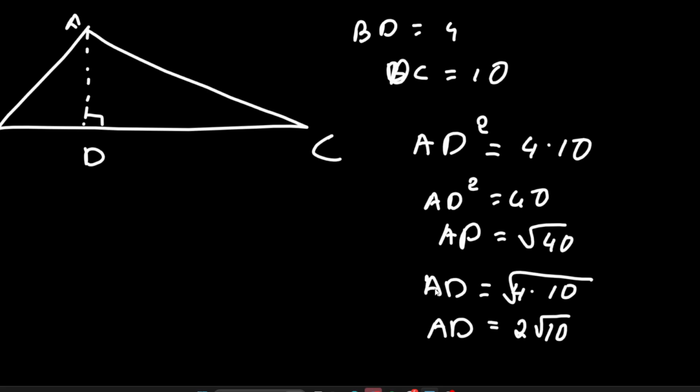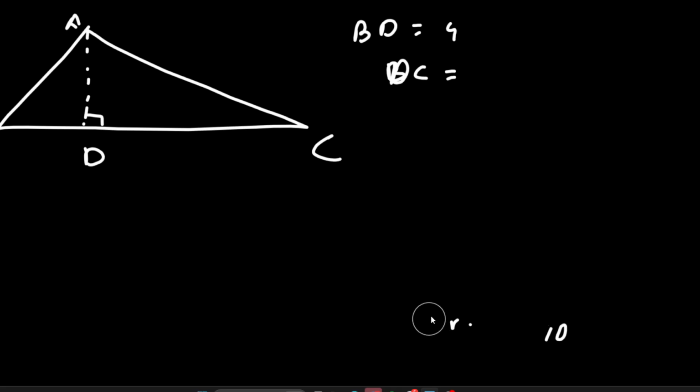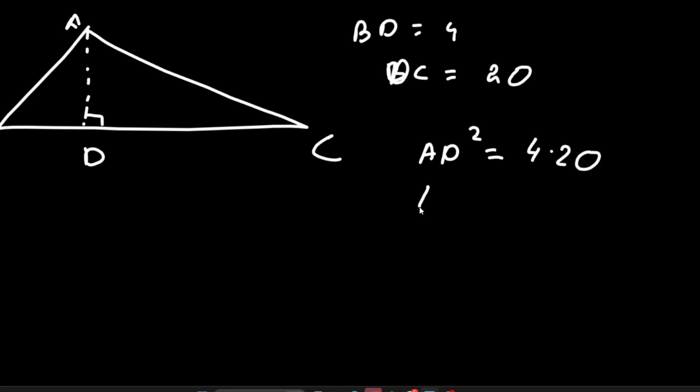Okay. Alright? Okay, let's do exactly the same thing, but now DC is going to be 20. Okay, so AD squared equals 4 times 20, which is 80.